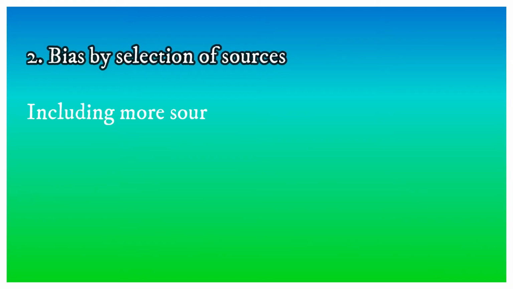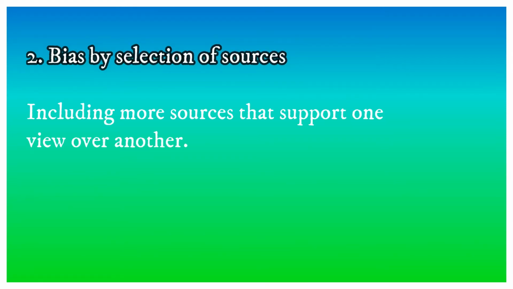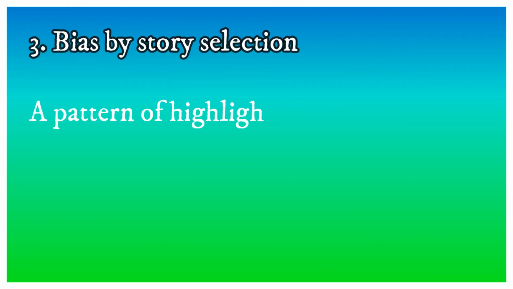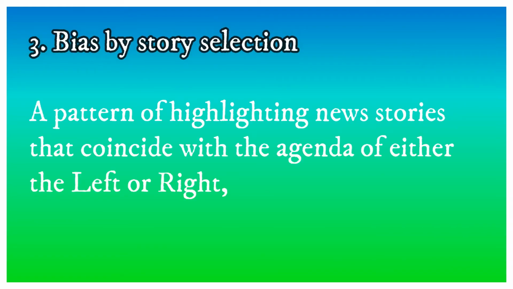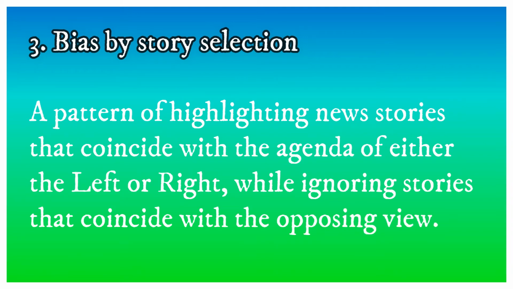Second, bias by selection of sources. This includes more sources that support one view over another. Third, bias by story selection. This is a pattern of highlighting news stories that coincide with the agenda of either the left or right, while ignoring stories that coincide with the opposing view.